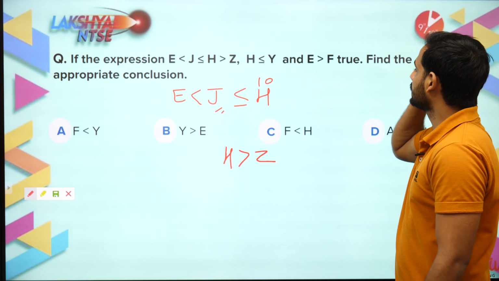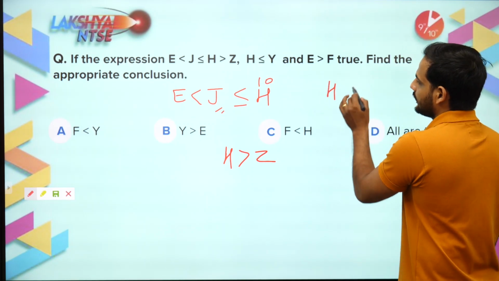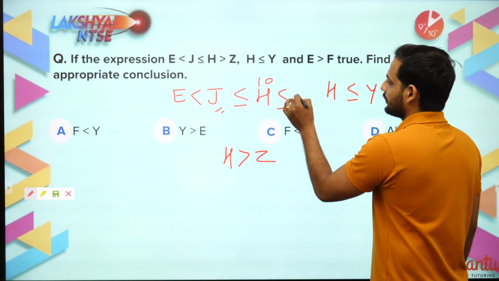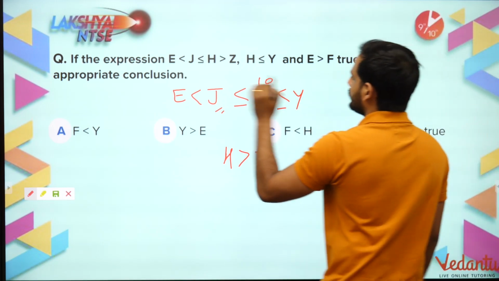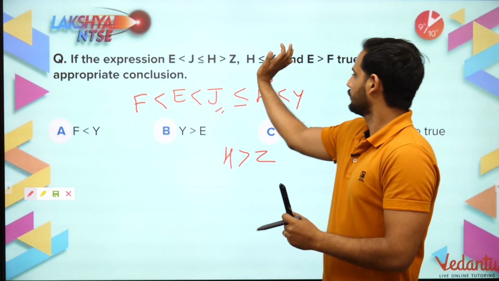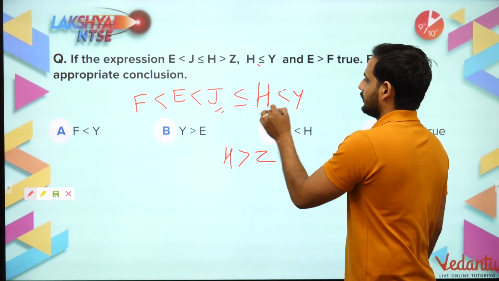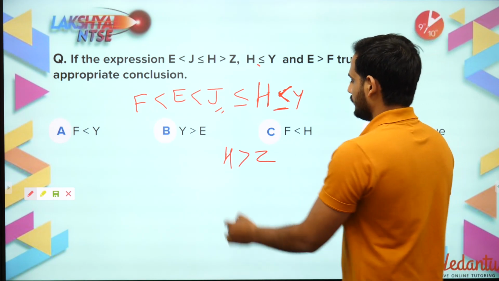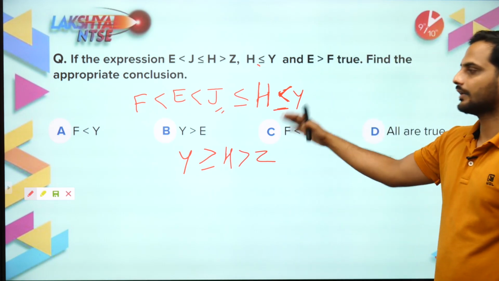And one more thing is given in the expression, H is less than or equal to Y. Okay, so I can put it here. E is greater than F, so F will be here. So this is one series I have got. So two series I have got. Okay, I can club this part here. So I can say H is less than or equal to Y here as well. Correct? So these are the combined results.